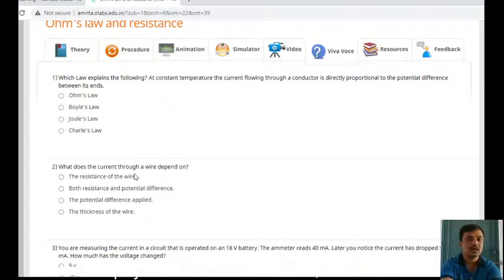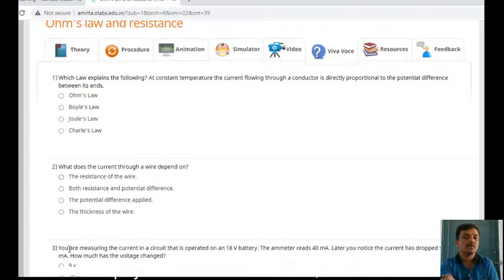Next, what does the current through the wire depend on? On what factors does current depend? The current formula is potential difference by resistance, I equals V by R, according to Ohm's law. It depends upon the potential difference and also upon the resistance, right? That means it depends on both resistance and potential difference, because the current formula is V by R.